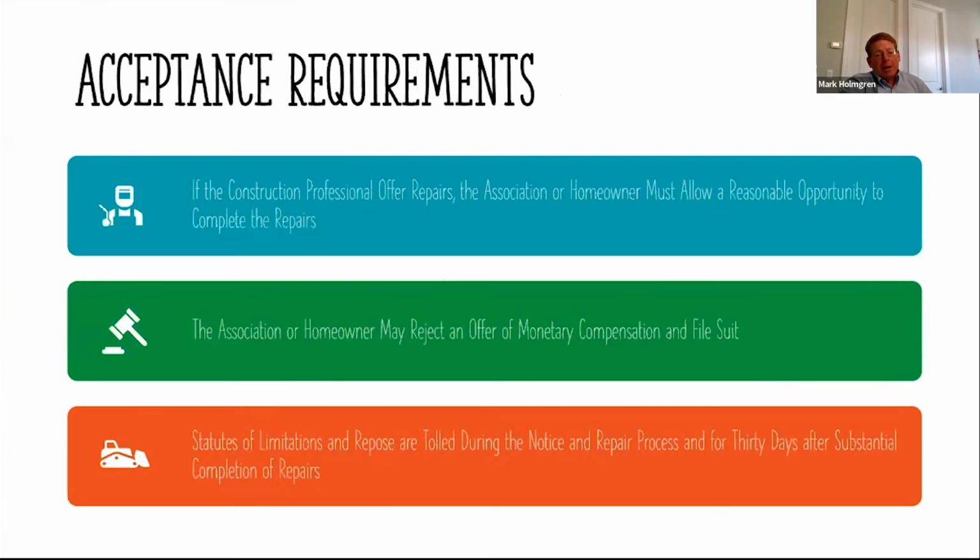If they offer repairs, the HOA has to allow them a reasonable opportunity to complete the repairs. You can reject an offer of monetary compensation, but you cannot reject an offer to repair. You can tell them you don't want them to use the same subcontractors who built the place, but the Arizona legislature has taken away your right to tell the builder, no, you're a knucklehead, you don't know what you're doing, I don't want you to fix this because you're just going to make it worse. You have to let them perform repairs if they offer to perform the repairs.